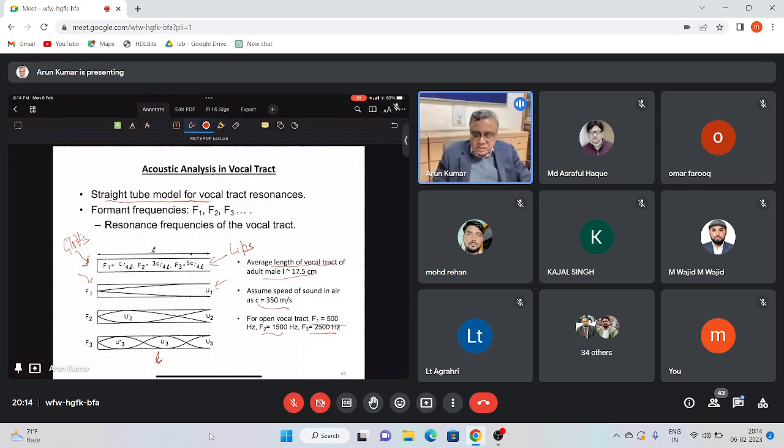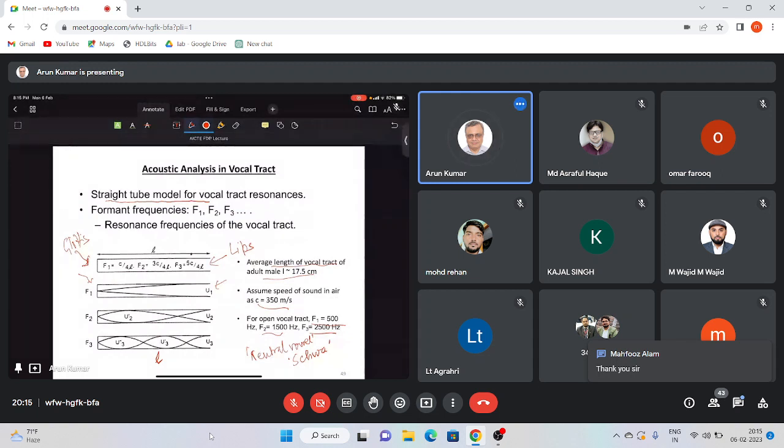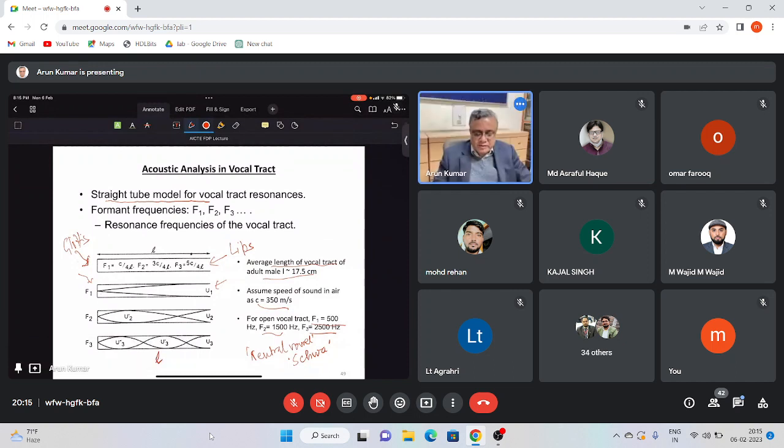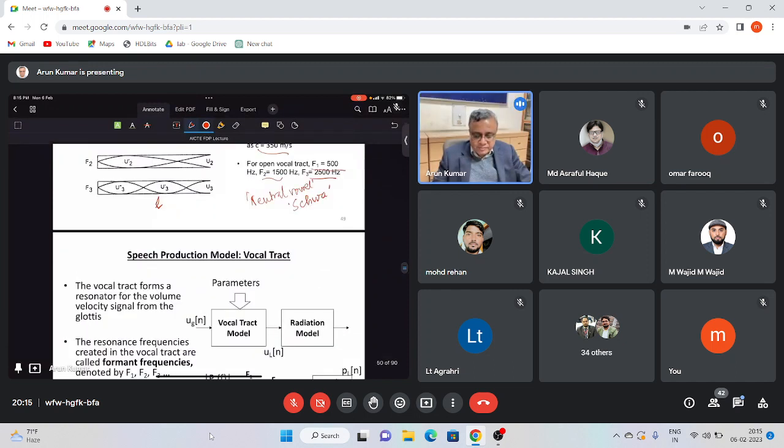So indeed, these are the resonance frequencies for the neutral vowel, the sound in which the tongue is in the central and mid position. It's also called the schwa vowel. So for an adult male with average vocal tract length, these will be the formant frequencies for this neutral vowel. And for other vowel sounds, since the vocal tract shape changes, the combination of F1, F2, and F3 will accordingly change.